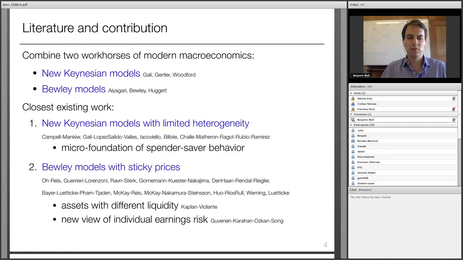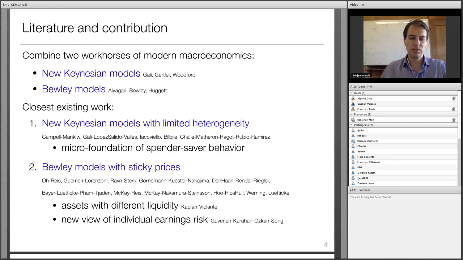The second strand of related literature is Bewley models with sticky prices, so other HANK models, if you want. Relative to that literature, what we bring to the table is assets with different degrees of liquidity. I've already said this. This is based on Greg and Gianluca's previous work, and I'll tell you exactly what this does.